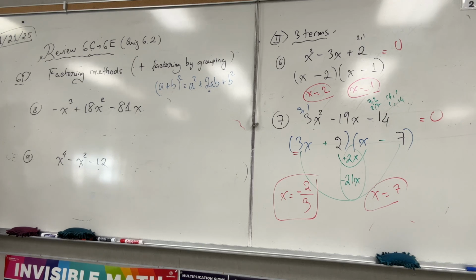Negative x. Okay. What you just did is you factored the GCD. Right? That's the name. But that's good. That's the negative x. So always factor the GCD first.